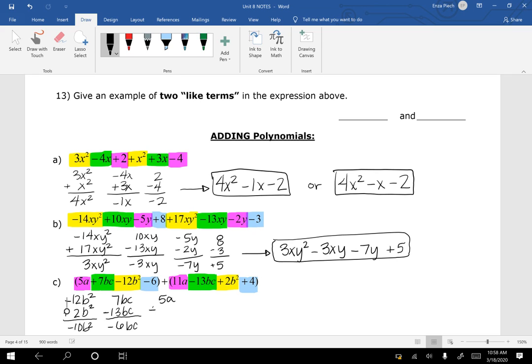Next comes pink. 5a plus 11a gives me a positive 16a. And my constants, negative 6 plus 4, and I get negative 2. Let's write them all together. I have negative 10b squared minus 6bc plus 16a minus 2.